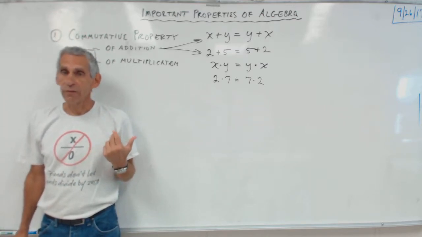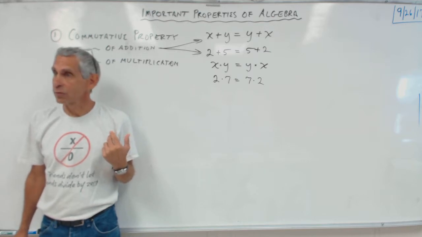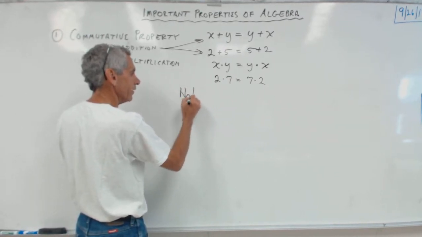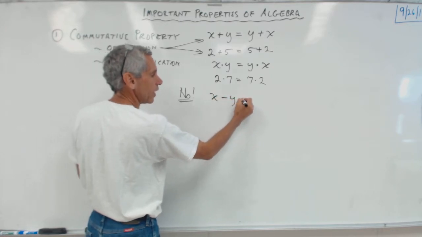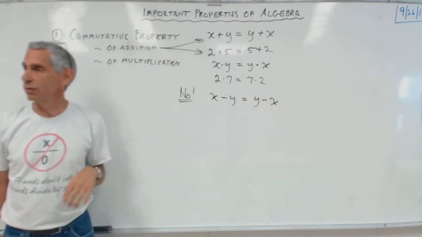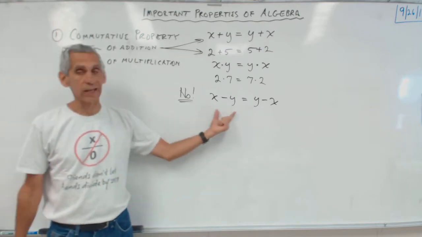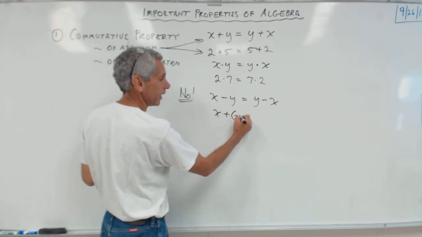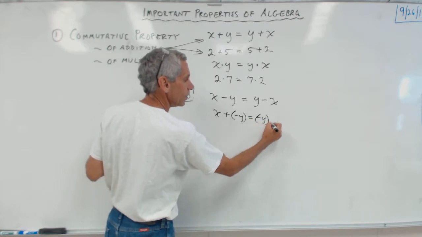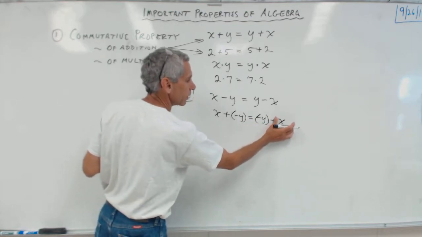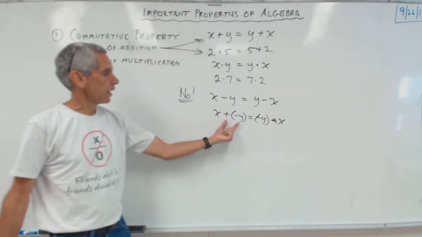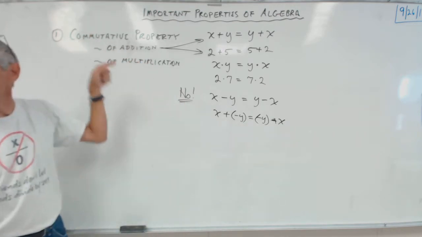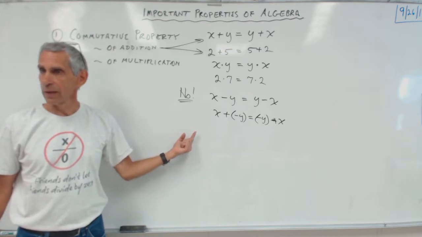It is not okay to have the commutative property of division and subtraction. For example, I cannot do this, so I'm going to put no here: x minus y is equal to y minus x. What I could do, though, is turn it into an addition problem. I could say x plus a negative y is equal to negative y plus x. As long as that negative stays with the y when I move it, then I actually use the property of addition. Does that make sense? Anybody confused?